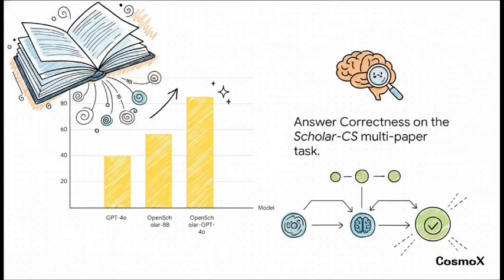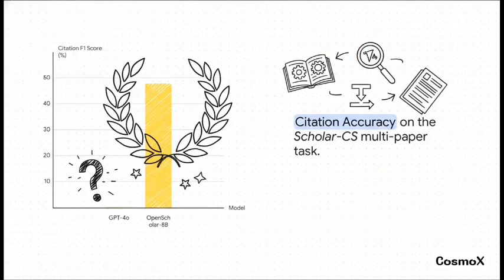All right, first up, answer correctness. On this really tough test, GPT-4o gets it right about 45% of the time. Not bad. But look at this. OpenScholar, even with a smaller 8 billion parameter model, which is kind of a measure of its complexity, scores 51%. And when you combine the OpenScholar system with GPT-4o as the writer part, the score jumps all the way to 58%.